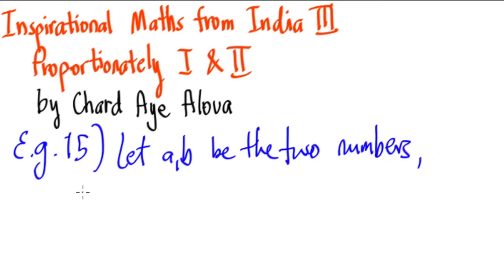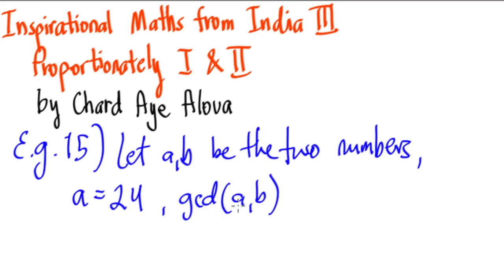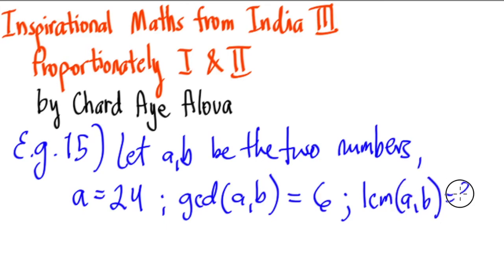And we clearly know that one of the numbers is 24. So let's call that A. We know the GCD of these two numbers, which we will denote as the GCD of A and B, meaning the GCD of the two numbers is equal to 6. And the LCM, the least common multiple of these two numbers, A and B, is equal to 336.